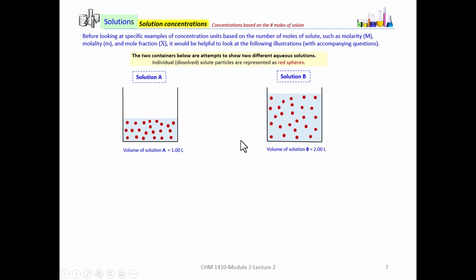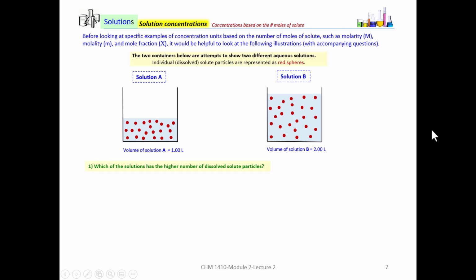Suppose you had two containers containing two different aqueous solutions. We have 1 liter of solution on the left, 1 liter of solution on the right. Both of these have these red spheres in them, and we're going to pretend that these red spheres are actually dissolved and that we can see each one of them.